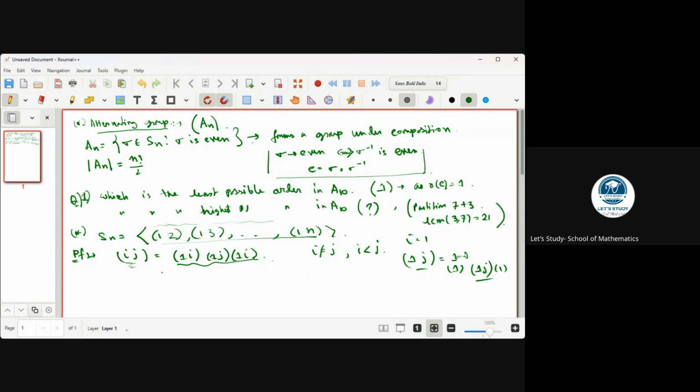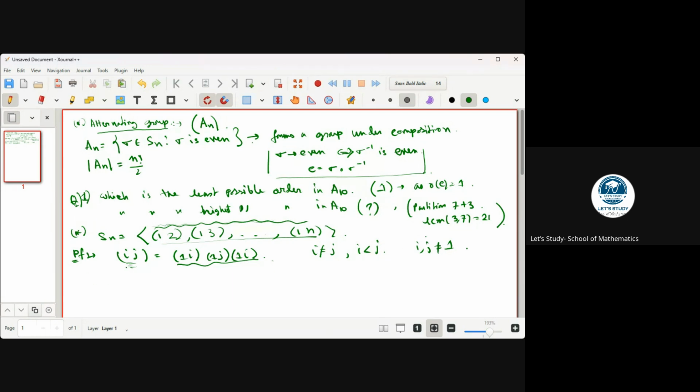And if j equals 1, what will be that case? (1 i) and (1 i). Yes. Okay, if j equals 1, there may be some problem. So better to just take i, j not equal to 1. If one of i, j is 1, then it is done itself. It itself belongs to this set, so nothing we want to show.